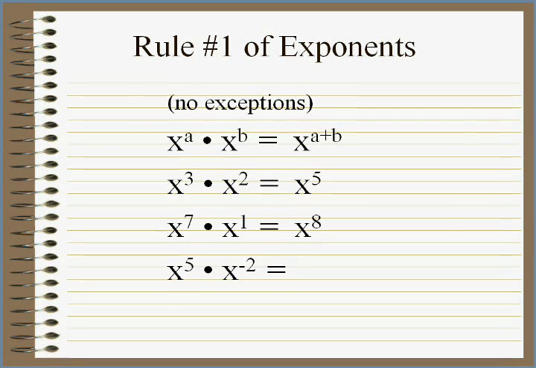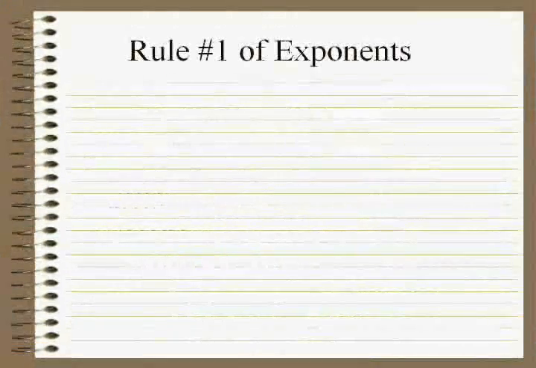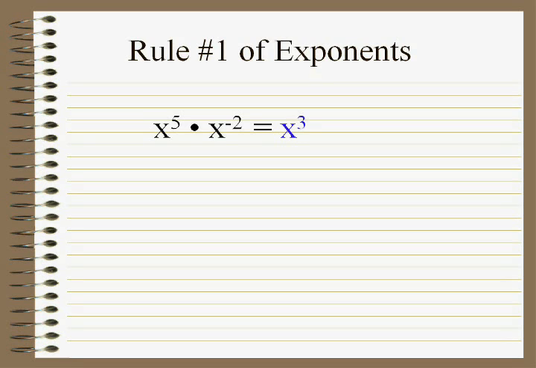Well, what will happen with x to the 5th times x to the negative 2, assuming that it has to follow all the rules of exponents? It's got to be x to the 3rd, doesn't it? Because 5 plus negative 2 is 3. So that's got to work if it's going to follow all the rules. So what does this negative exponent mean? Whatever it is, when we multiply it by x to the 5th, we get x to the 3rd.